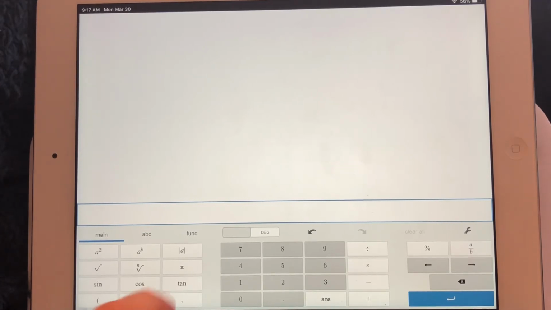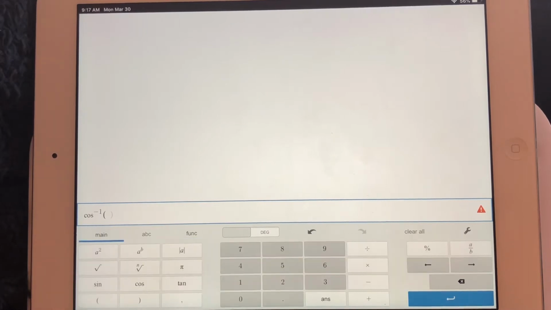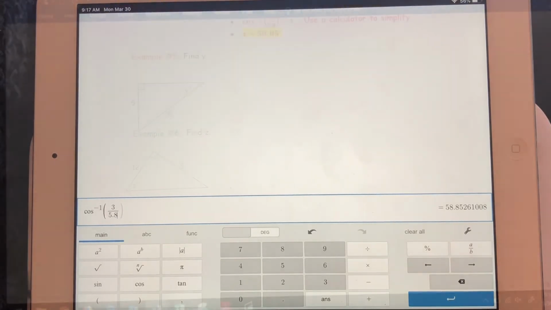On the Desmos calculator, you need this function key first. That brings up the inverse trig functions. We wanted to use the inverse cosine. Then we hit main to get back where we can put the numbers in. So 3 divided by 5.8, and you can see the value over here that we got was 58.85 approximately. That's how you do inverse cosine to find angle measure.